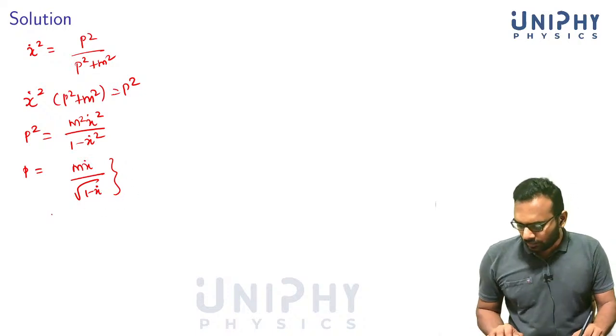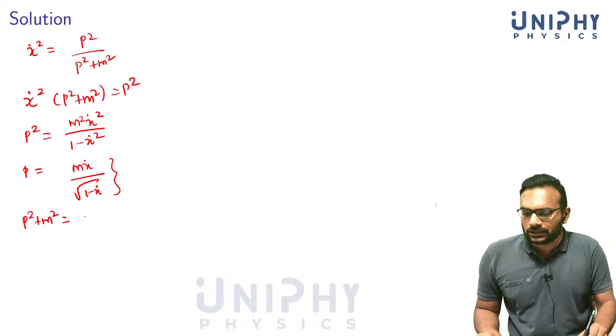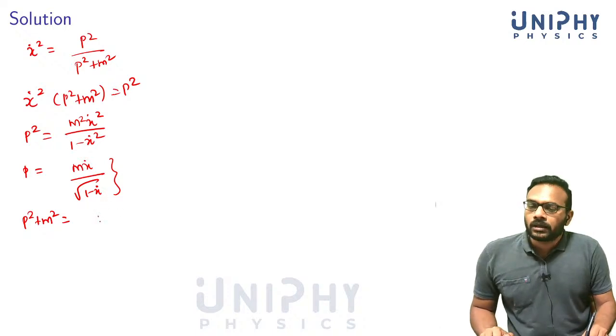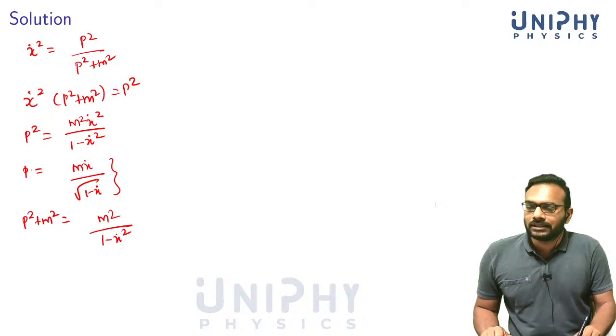So in order to make it convenient, we will also find p square plus m square. Just square this and add, and you will get this as m square divided by 1 minus x dot square. Just add m square here.